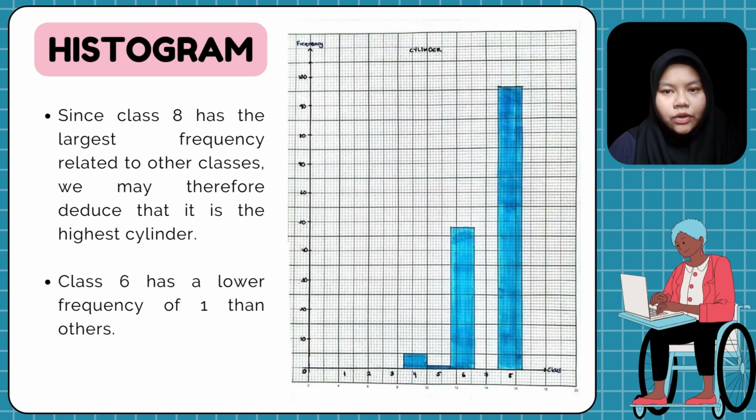So, this histogram shows that the graph is labeled along the x-axis with the classes, beginning at the first class at 1 with a frequency of 0 and ending at the last class at 8 with a frequency of 96.